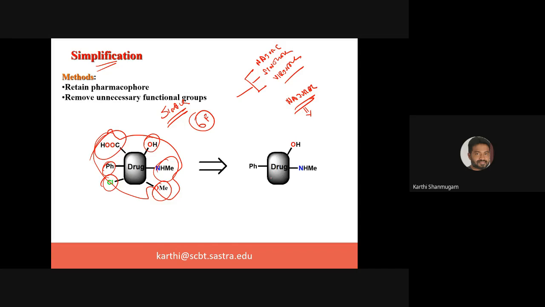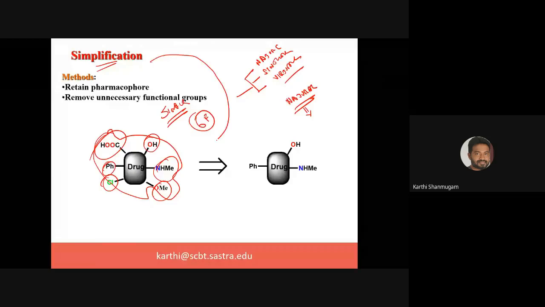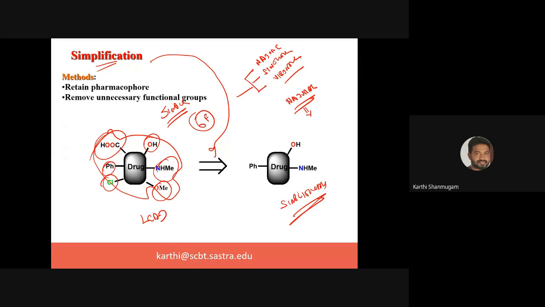So what we have to do is simplify the structure and take that structure for synthesis. That process is called the simplification process. So this is the initial lead molecule, and this is after simplification. So after simplification, how many functional groups do we have in the drug molecule?